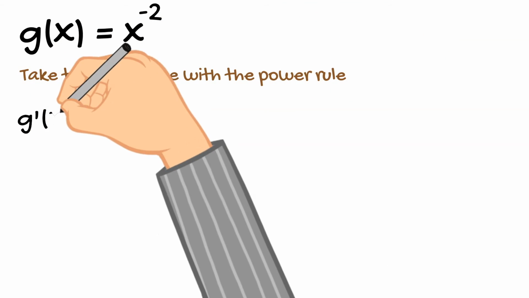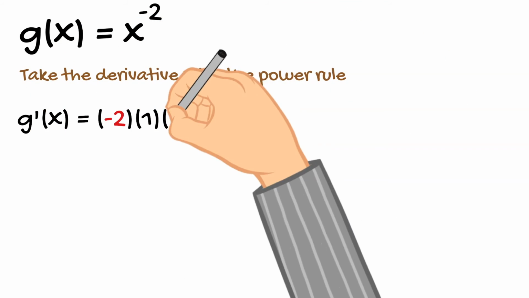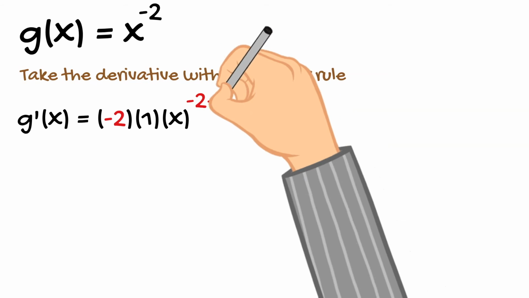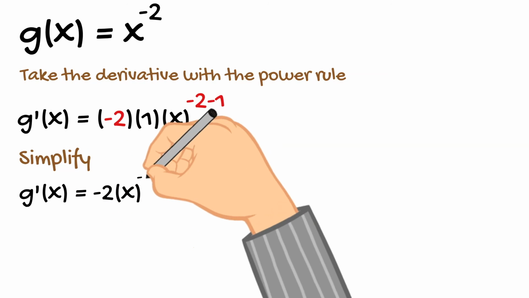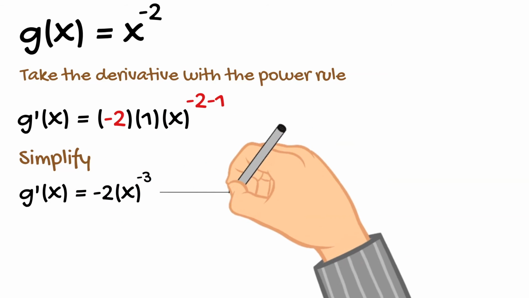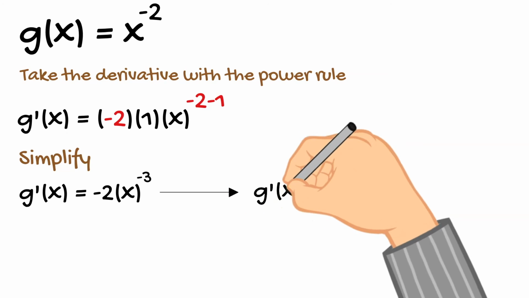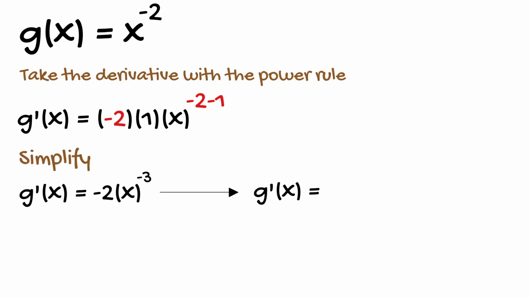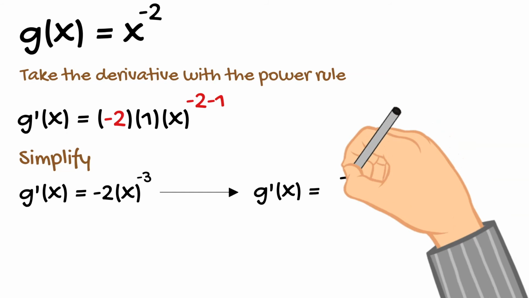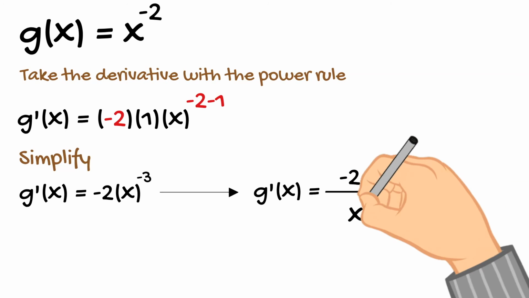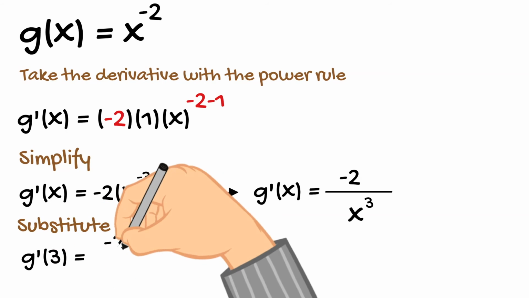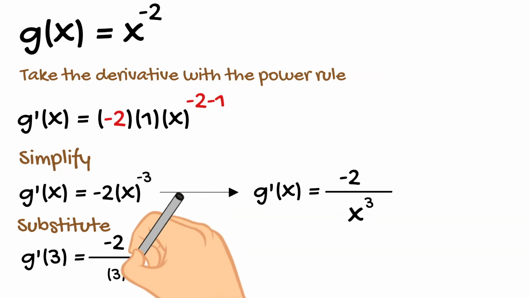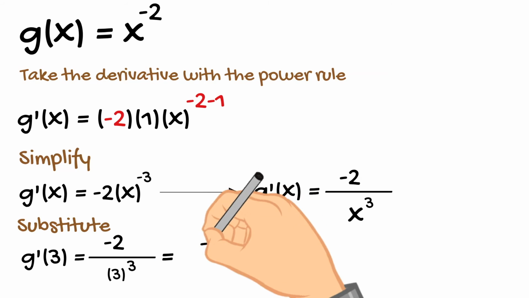So the derivative of g of x is equal to negative 2 times 1 times x to the power of negative 2 minus 1. And after simplification, this is equal to negative 2 times x to the power of negative 3. Generally, we don't like negative exponents as it's not great mathematical communication. So we'll just bring our x term back to the denominator, and we're left with negative 2 divided by x cubed. Lastly, we have to substitute x equals 3 into our derivative function to calculate the derivative at x equals 3, and after simplification, we get negative 2 over 27.